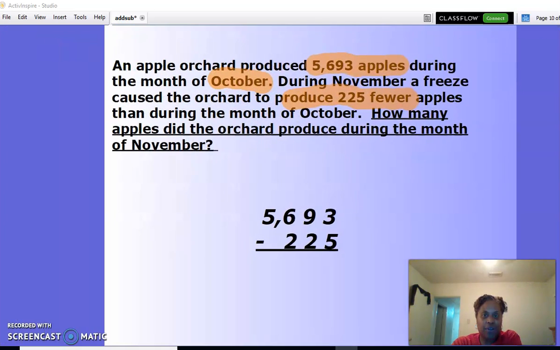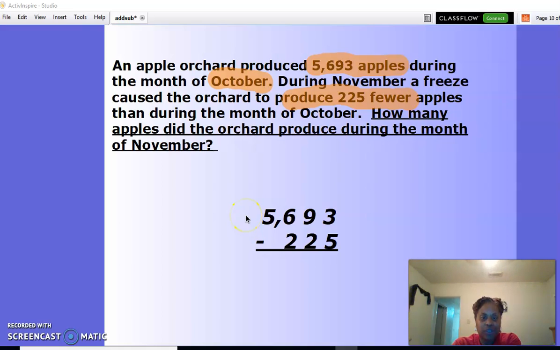Let's analyze the problem. The problem is wanting us to find how many apples the orchard produced during the month of November. We know that the orchard produced 5,693 apples in the month of October. We also know that in the month of November, the orchard produced 225 fewer apples than the month of October. This is a comparison problem, meaning we're going to subtract.